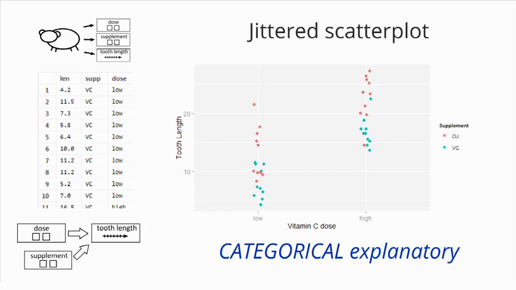I can also add some colour to figure out how the vitamin C supplement makes a difference. So I'm going to add in the colour, which is supplement. The orange is orange juice and the blue is vitamin C tablets. And already you can see that if you have orange juice, it's higher than when you have vitamin C tablets, because the orange dots tend to be above the green-blue dots. So we can add in more relationships by changing the colour or shape of the dots as well. So there you go.